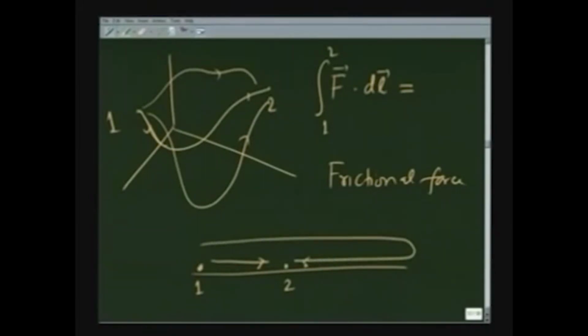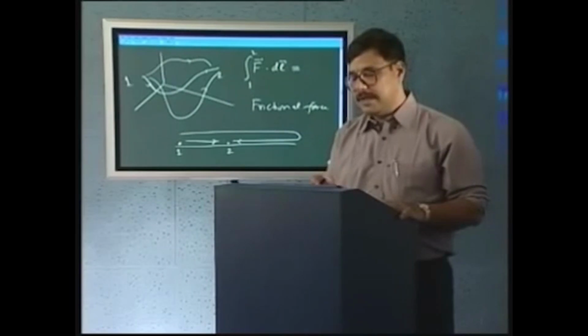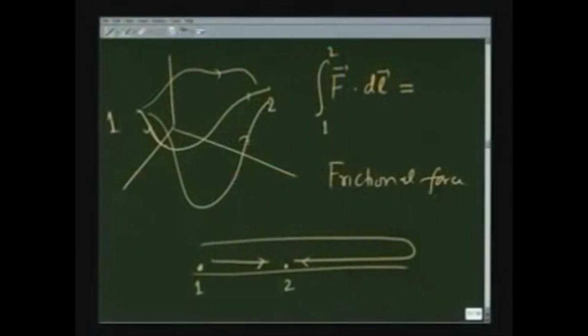Let us again take a one-dimensional example. Suppose I take a particle from point 1 to point 2, one directly and one take it to some other point and bring it back here. You can see that the work done by the frictional force in this case is going to be much larger than the work done by the frictional force in this case. So, in general, the work done by any force depends on the path taken.